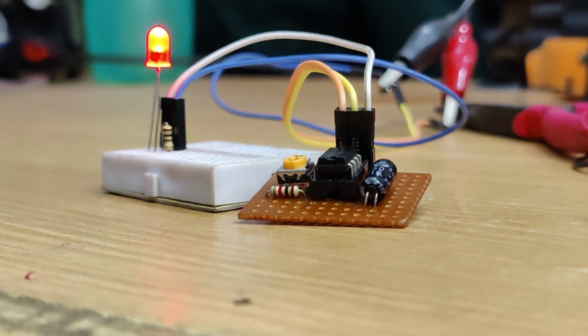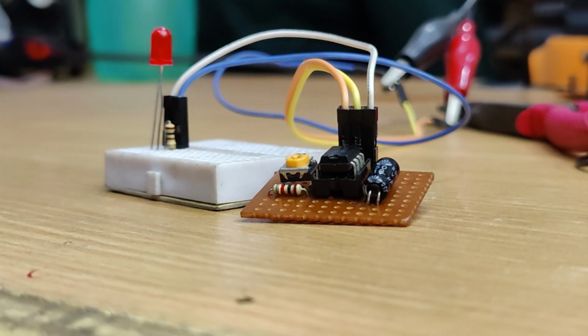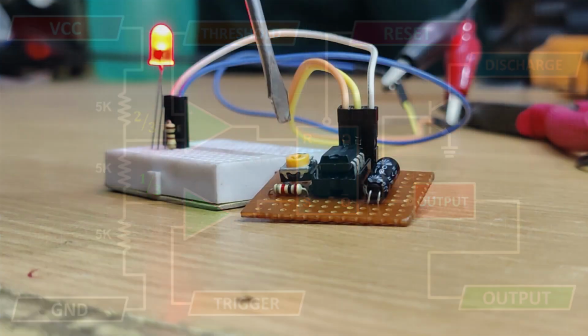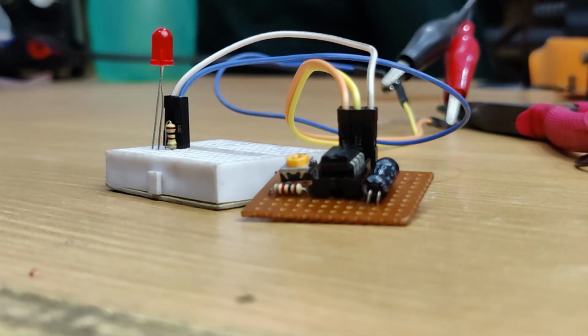Today we are diving into one of the most popular and versatile ICs in electronics, the 555 timer IC. Stay tuned as we break down its working, different modes, and even build a simple project with it. So without further ado, let's get started.